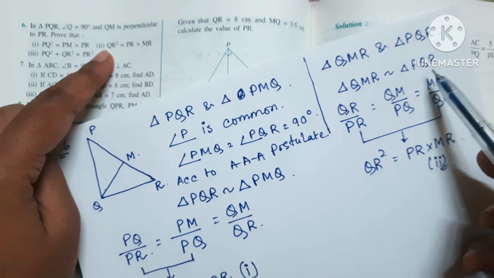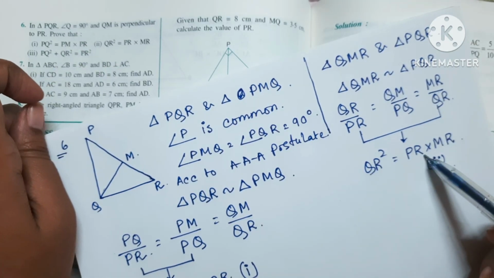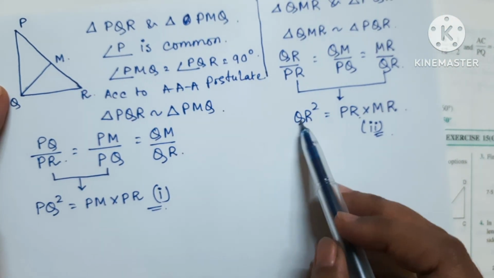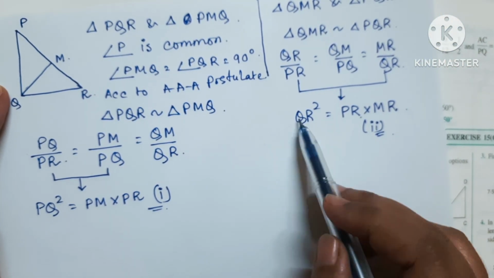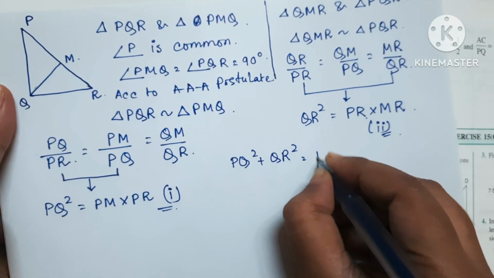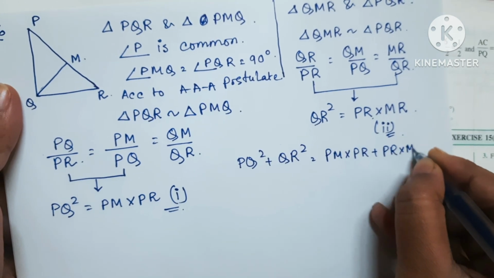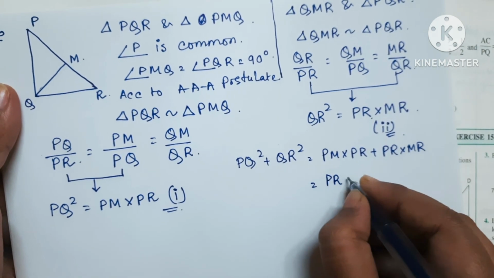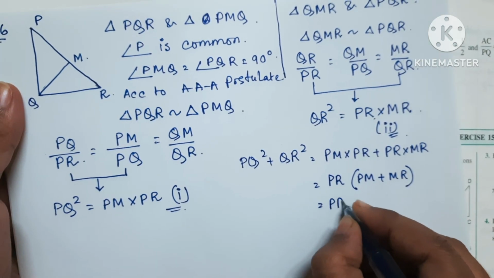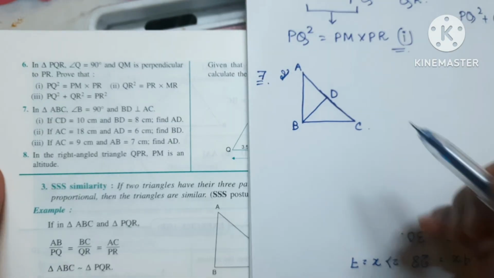See, these two are similar, so corresponding sides are proportional, and from these two parts, you can say this one. Now, if you take these two parts and add them, 1 and 2, what will you get? PQ square plus QR square is equal to PM cross PR plus PR cross MR. So PR into PM plus MR. So you can write PR square. Okay, understood?